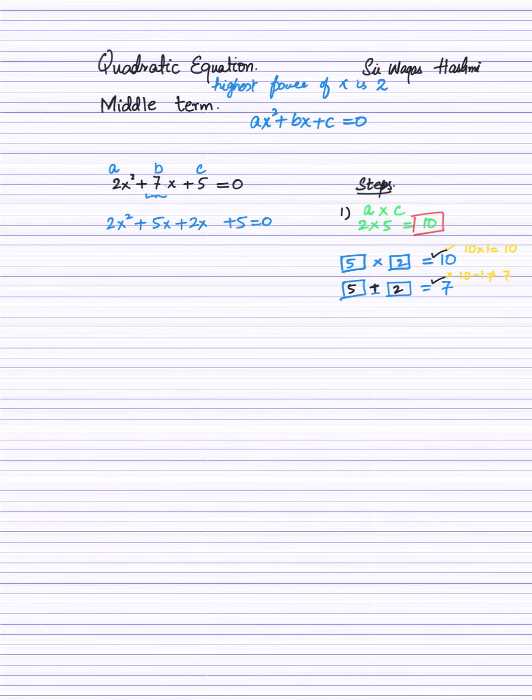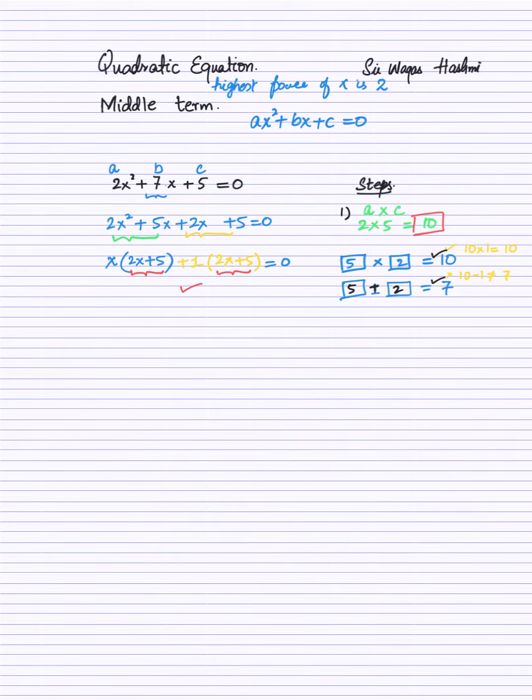Once you have modified your middle term, now you need to take common from these two terms. The common here is x, and inside the bracket it will be 2x plus 5. Similarly, you need to take common from this part as well. Here you cannot take any number common, so the common is positive 1, and inside the bracket is 2x plus 5, equals 0 as it is. It is very mandatory that these two brackets should be the same. If they are the same, that means you are on the right path.